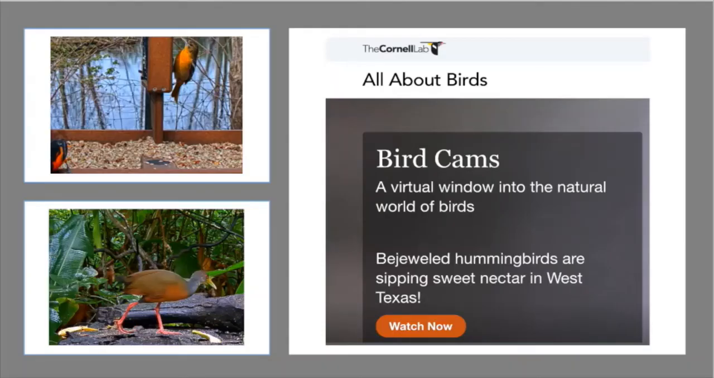When classes moved to remote instruction, I assigned some of these activities on our Seesaw account. The class favorite was watching different bird cameras on the Cornell webcams. It is an excellent way to be centered and mindful.